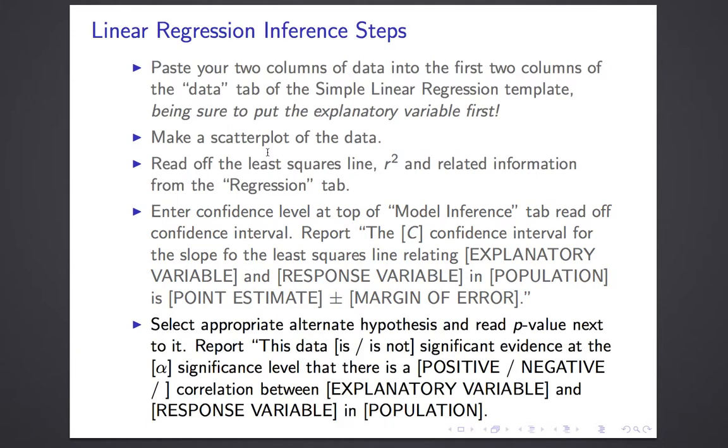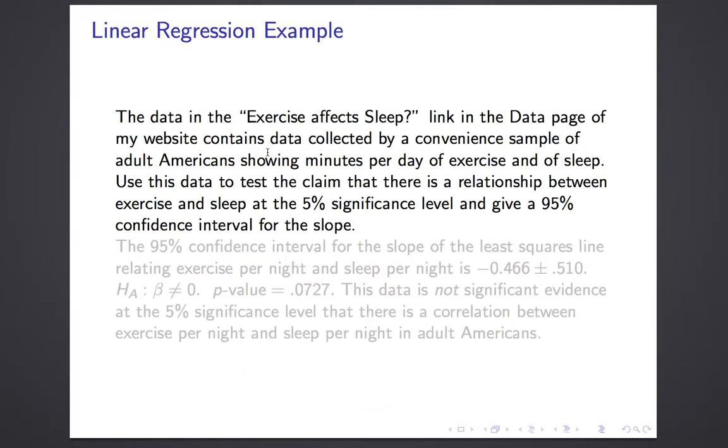And then we'll select the appropriate alternate hypothesis. No choice about the null hypothesis, the usual 3 choices for the alternate hypothesis, and we'll report this data is or is not significant evidence at the alpha significance level that there is a correlation between the explanatory variable and the response variable in the population. That's what you'd say in the two-tailed alternative, beta is not 0. If you're saying beta is positive or negative, you'd report significant evidence that there is a positive or negative correlation between the two variables. So let's take a look at an example.